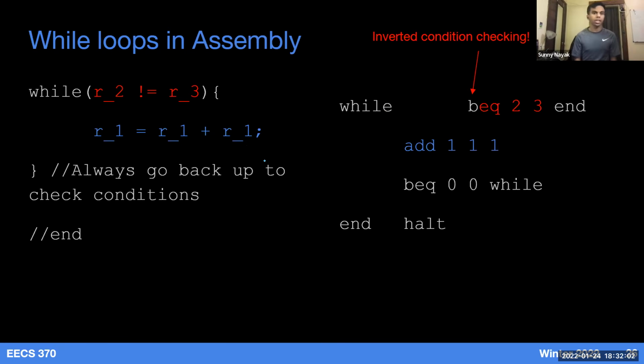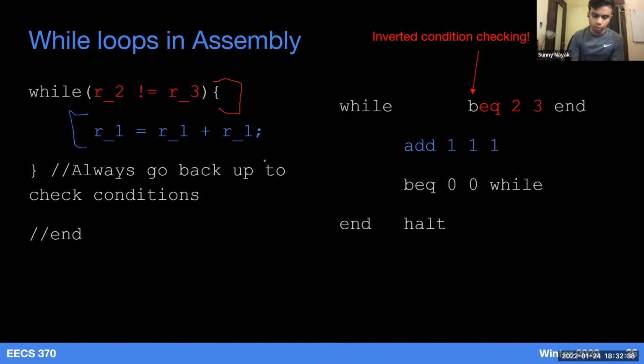All right, so the while statement is also another example. What a while statement essentially does is it keeps running the code, in this case the blue code inside here, until the condition in the red text evaluates to true. So in this example, we are trying to run the code as long as R2 is equal to R3.